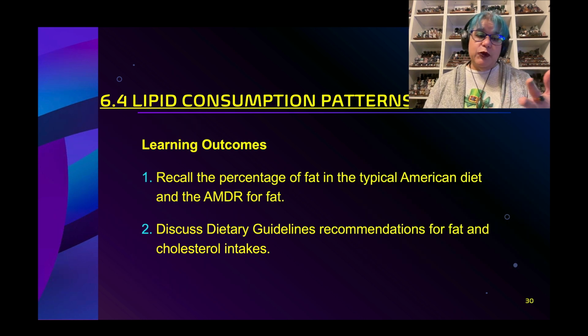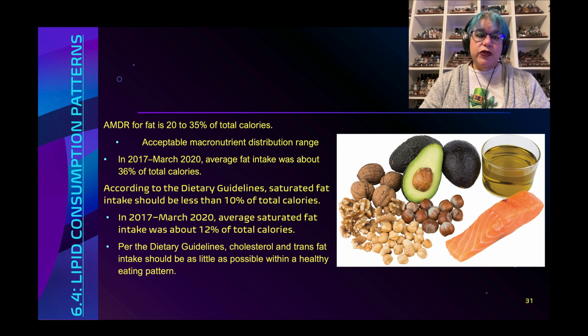So lipid consumption patterns. We're going to recall the percentage of fat in a typical American diet and the AMDR for fat. We're going to discuss dietary guidelines, recommendations for fat and cholesterol intakes. So the AMDR for fat is 20 to 35% of total calories. So the acceptable macronutrient distribution range is 20 to 35% of our total calories should come from lipids.